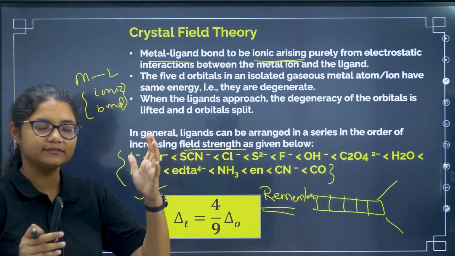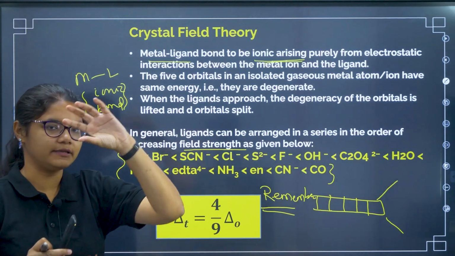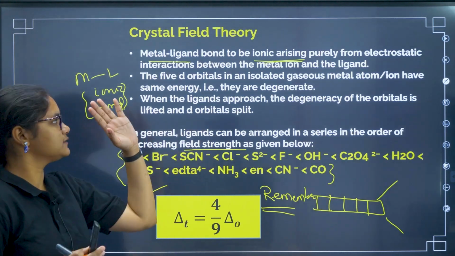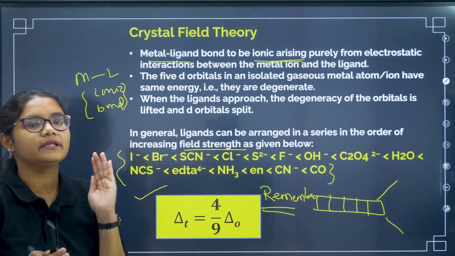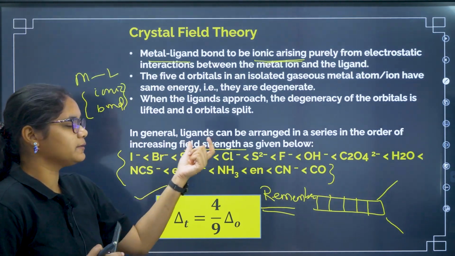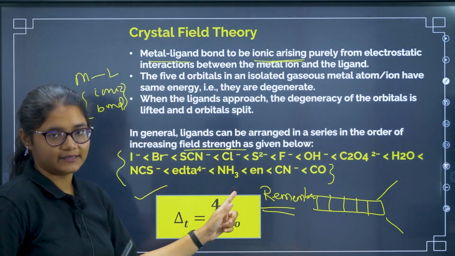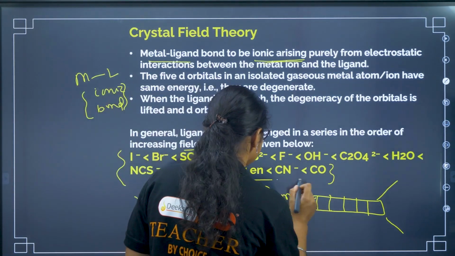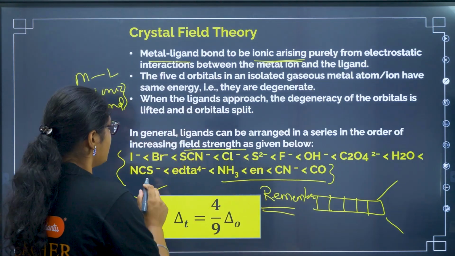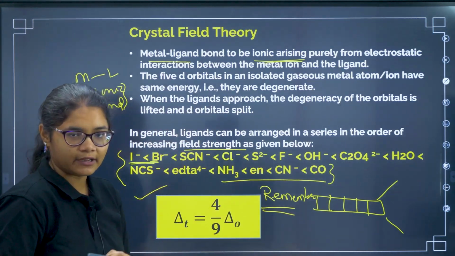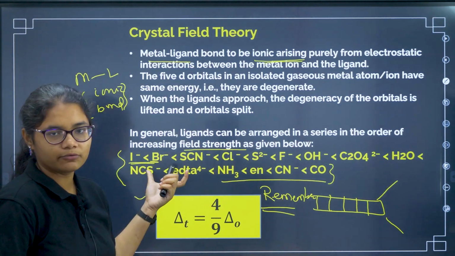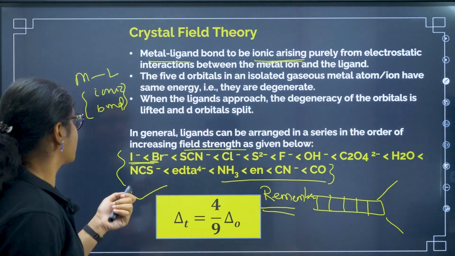Ligands, all the d orbitals are there. When the ligands approach, the d orbitals split. There are 2 types of splitting, one is octahedral splitting and another is tetrahedral splitting. Whether a ligand will be strong or weak depends on this series. So you can just remember the beginning, some strong field ligands here, NH3, CN minus, CO, and you can see halogens are weak field ligands. You need not remember the whole series, but the top 4 and the bottom 4 you should remember.